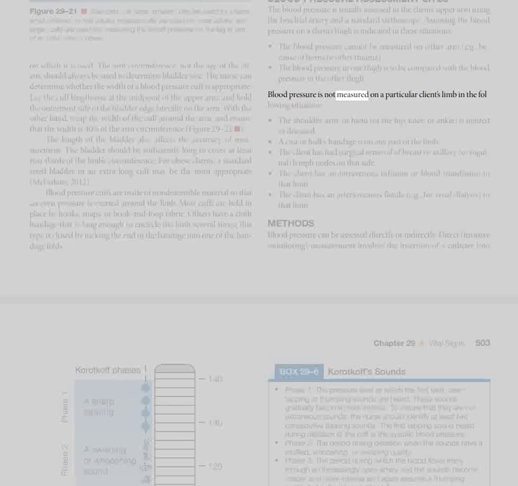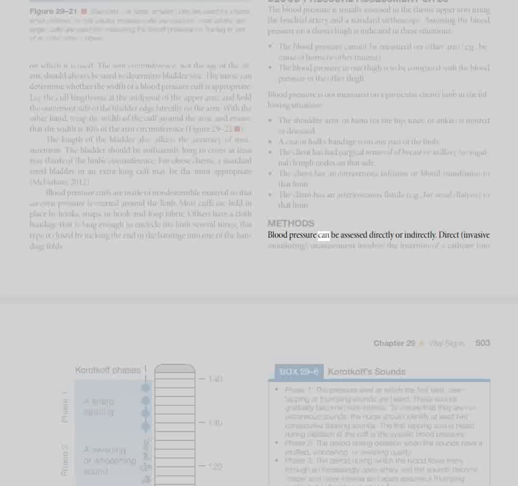Blood pressure is not measured on a particular client's limb in the following situations: the shoulder, arm, or hand, or the hip, knee, or ankle, is injured or diseased. A cast or bulky bandage is on any part of the limb. The client has had surgical removal of breast or axillary, or inguinal, lymph nodes on that side. The client has an intravenous infusion or blood transfusion in that limb. The client has an arteriovenous fistula, for example, for renal dialysis, in that limb.